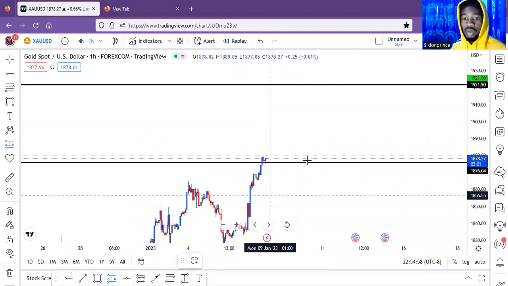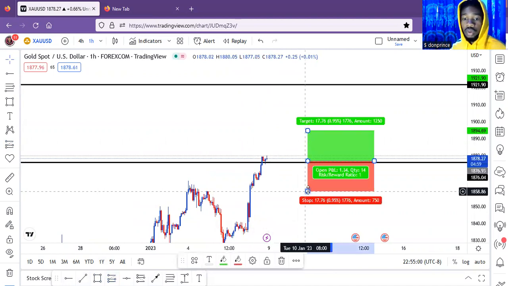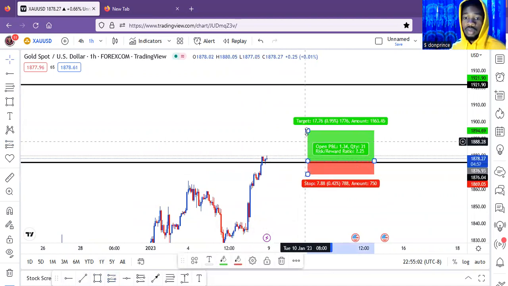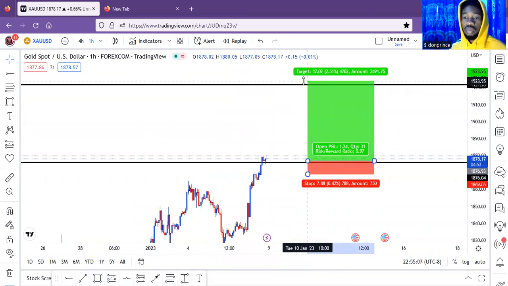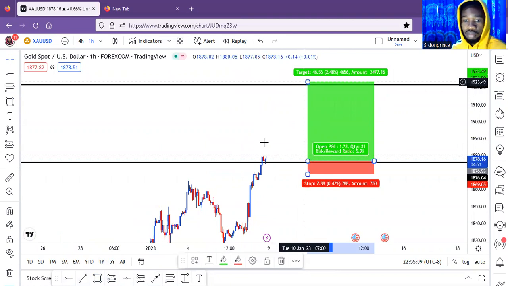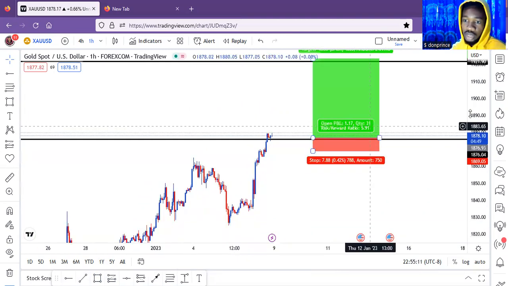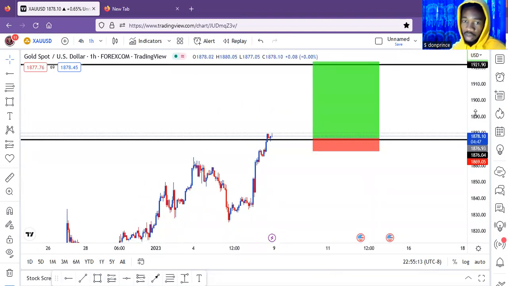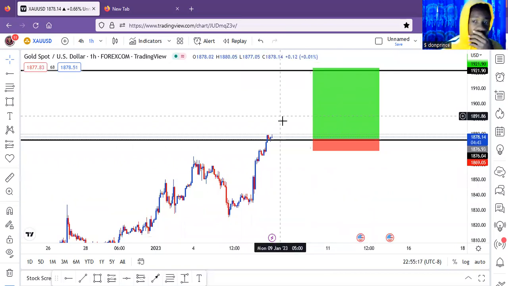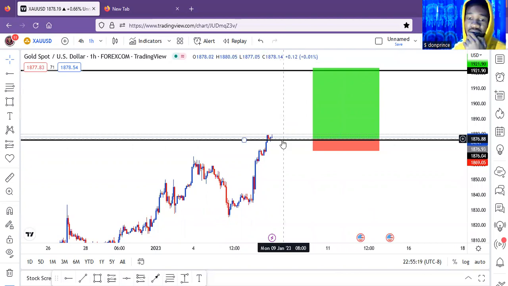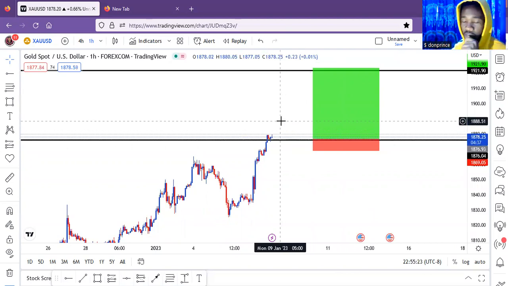So somewhere around here. But now we've not seen our bullish danger zone yet. We are still waiting for price to move a little bit higher, then come back to this level, forming a bullish momentum before we can actually take this position.